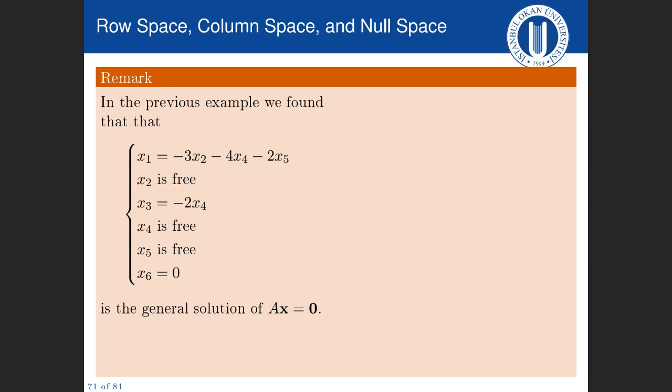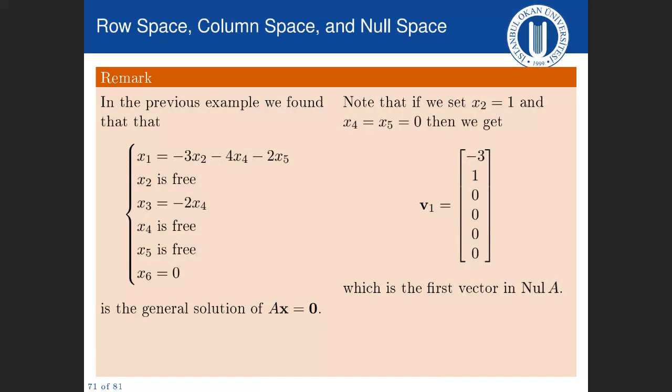Now, in the previous example, first I found the solution of AX equal to 0. What we could do is, we've got three variables, x2, x4, and x5. We can set the first one to be 1 and the other two to be 0. And then what do we get? Then we get -3, 1, 0, 0, 0, 0. And that gives us the first vector in the null space of A. Or we could choose another one of these to be 1. Let's say x4 is 1, and x2 is 0, x5 is 0. That would give us the second vector in the null space of A, and so on.